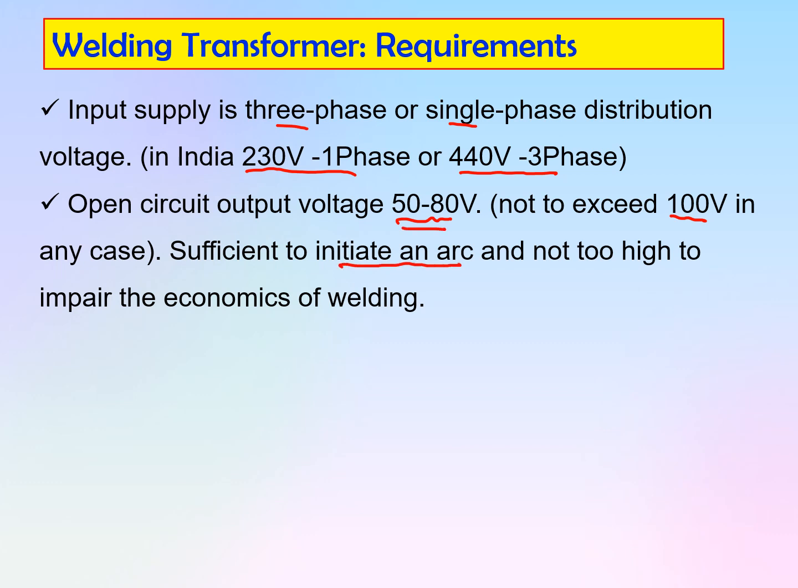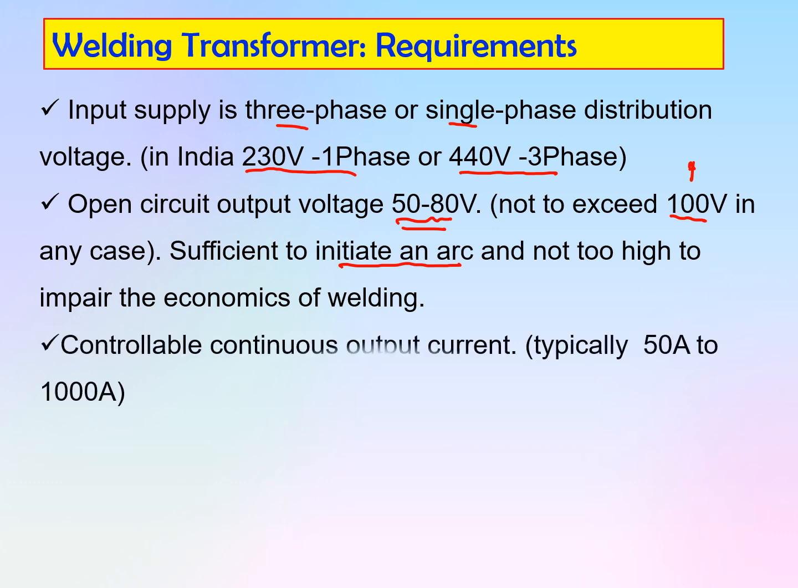If we keep the voltage on the higher side, it is not economical for the welding, because the welding material will get wasted in that case. So the open circuit output voltage must lie between 50 to 80 volt. Then we require a controllable continuous output current. Output is nothing but the secondary current. The secondary current rating lies between 50 ampere to 1000 ampere.